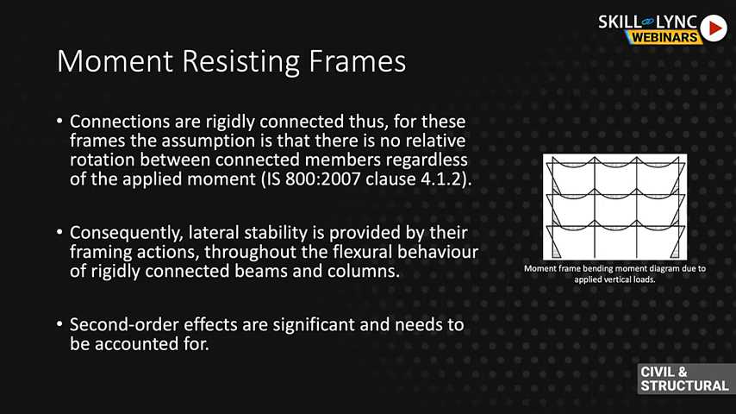So how is lateral stability obtained then? It is obtained in these frames by the flexural behavior of the columns and beams. So this is what provides the lateral stability of these frames. The problem with these frames is that they are susceptible to second order effects, which are significant, and you need to take them into account by using a moment amplification factor. So you take the forces that you obtained from your first order analysis, you magnify them, and you design for these, or you need to carry out a full second order analysis, which I will come to in the upcoming slides.